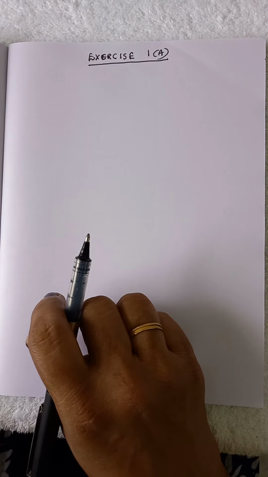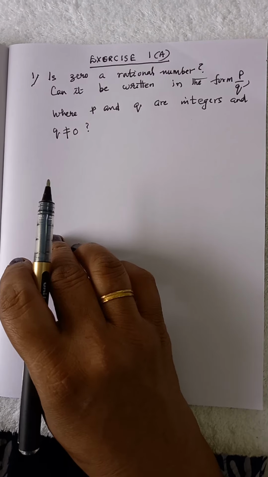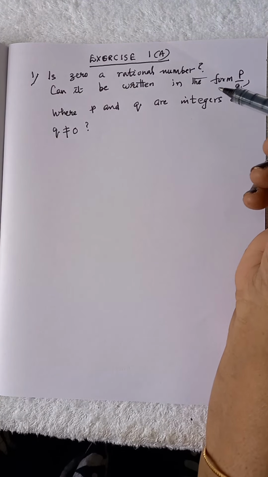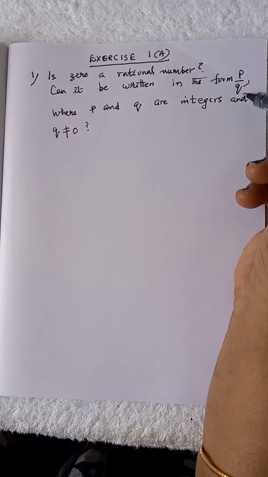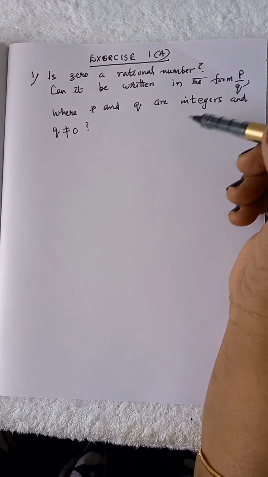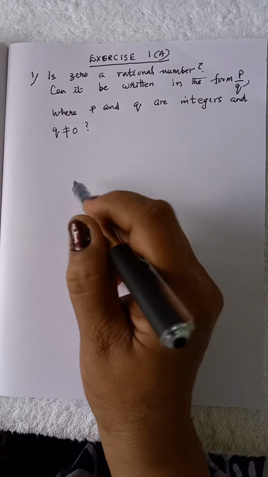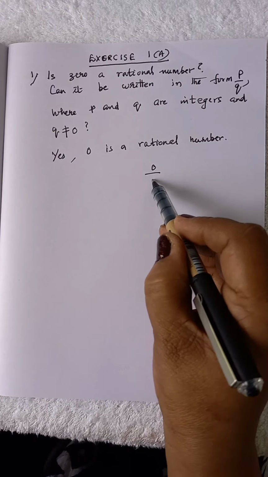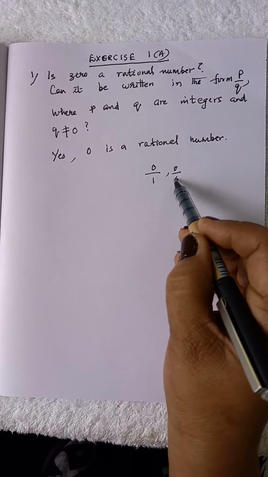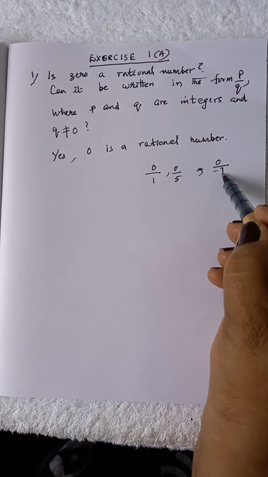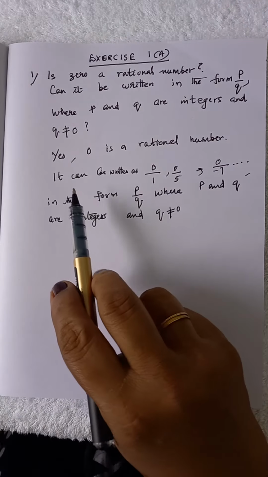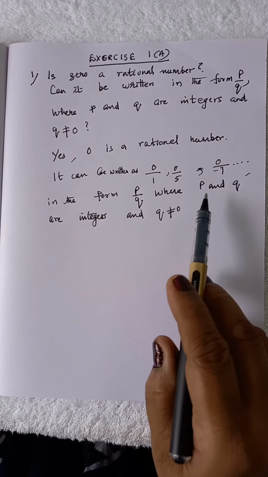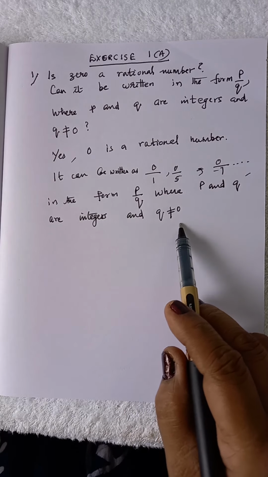Now we can do exercise 1A. First question: is 0 a rational number? Can it be written in the form P by Q, where P and Q are integers and Q not equal to 0? Yes, 0 is a rational number. 0 can be written like this: 0 by 1, 0 by 5, 0 by minus 7, like that we can write. So it can be written as 0 by 1 etc., in the form P by Q, where P and Q are integers and Q not equal to 0.